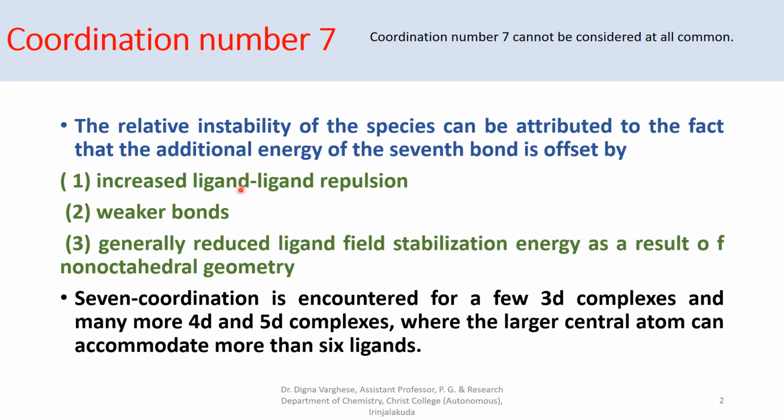Even though these are not very common, seven coordination complexes are encountered for a few 3d complexes and many more 4d and 5d complexes, where the larger central atom can accommodate more than 6 ligands. Geometries for coordination number 7 complexes. There are three geometries known.